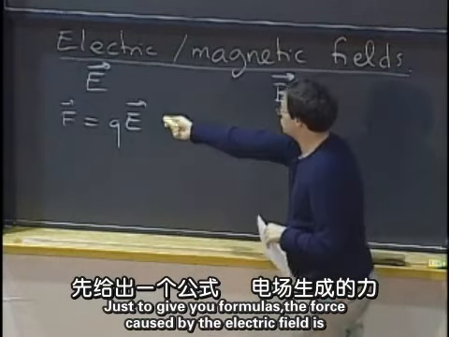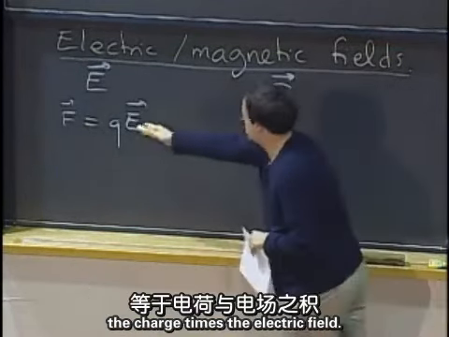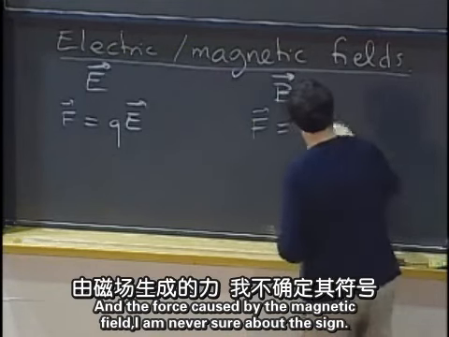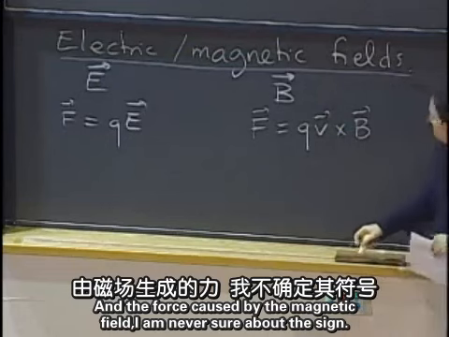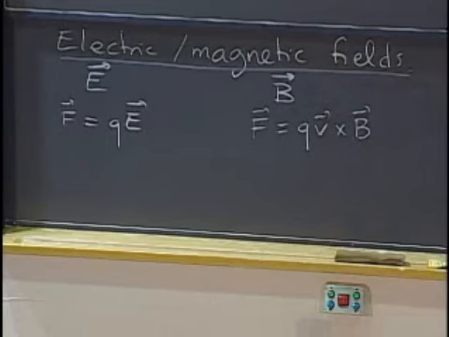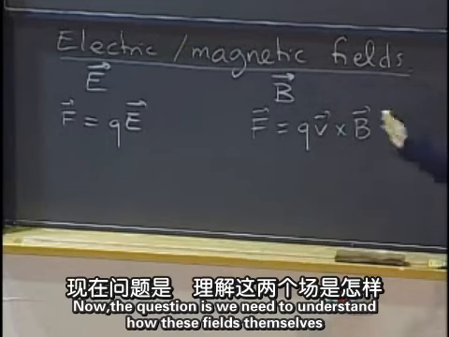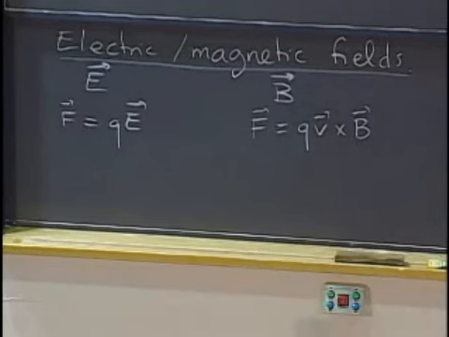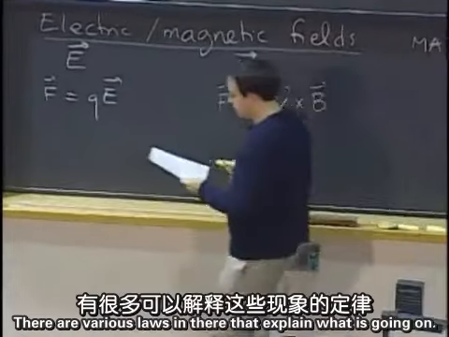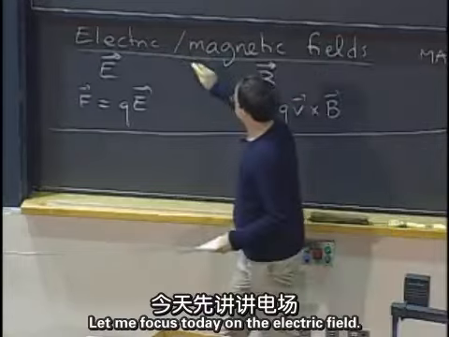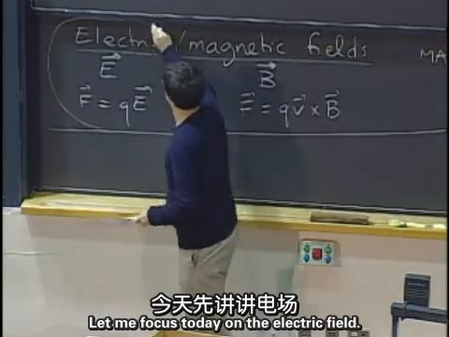Just to give you formulas, the force caused by the electric field is the charge times the electric field, and the force caused by the magnetic field is, well, I'm never sure about the sign. Is that the correct sign? Good. Okay. So now the question is, we need to understand how these fields themselves are caused by the charged particles that are placed in them. And so there's various laws in there that explain what's going on. So let me focus today on the electric field.